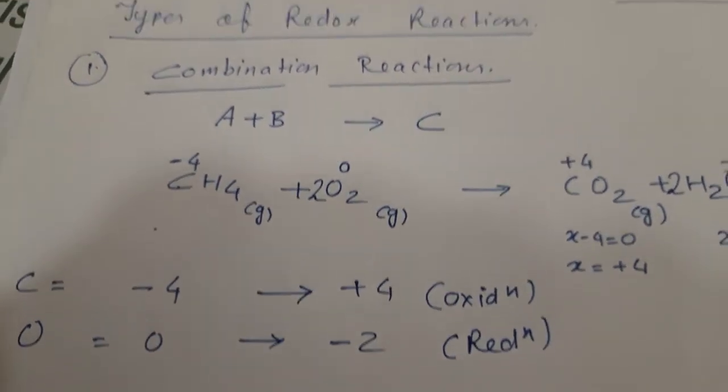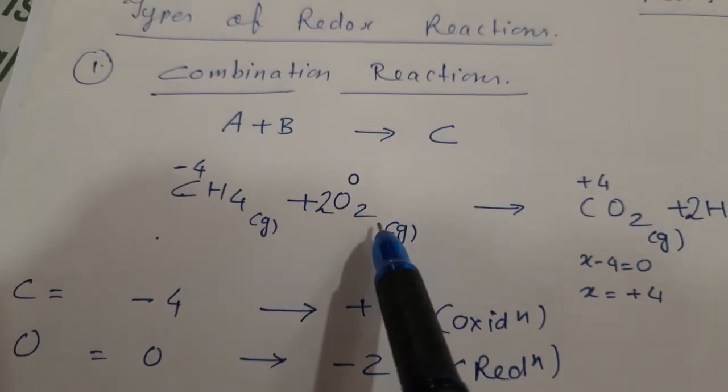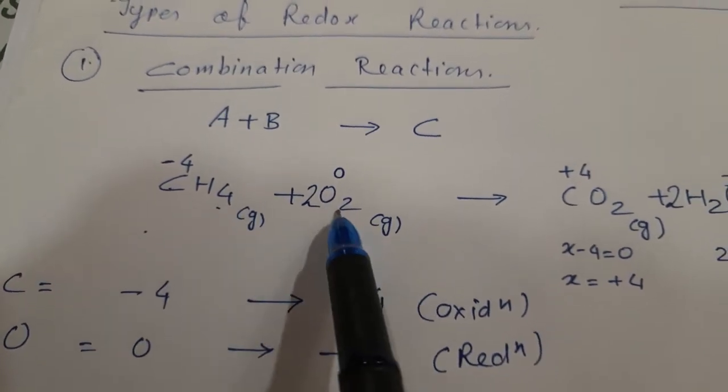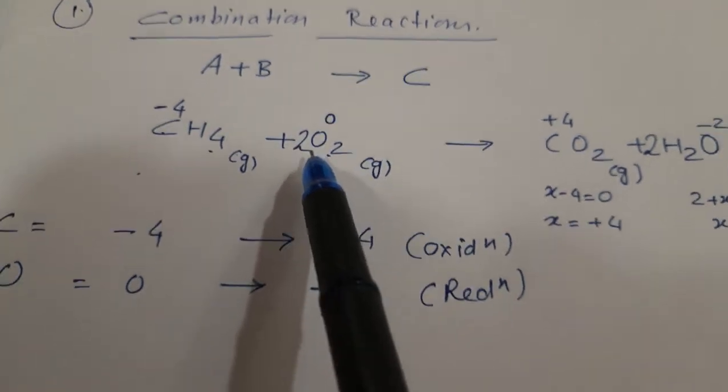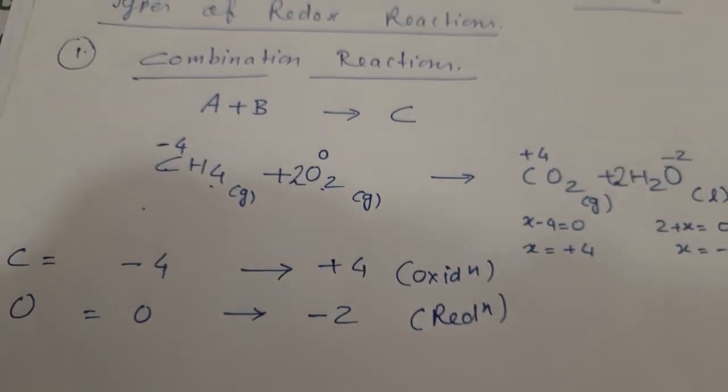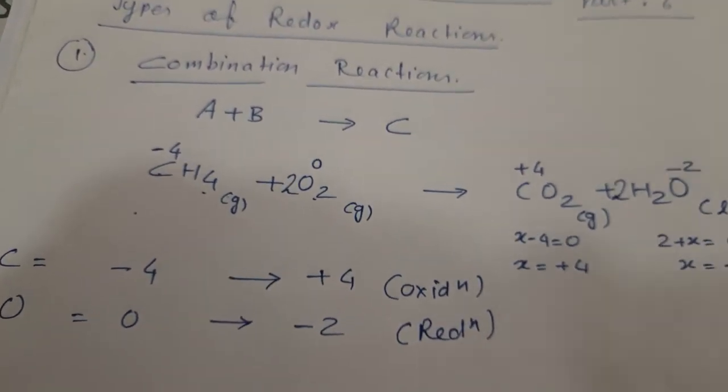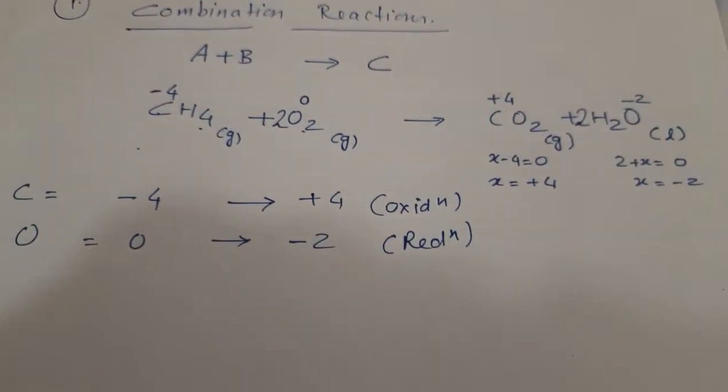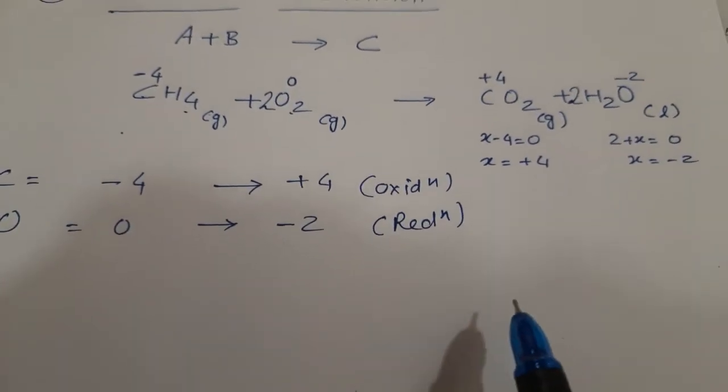That means one is in elemental form. Either A or B or both should be in elemental form, and when they react, the best examples are reactions with dioxygen. Okay. So this is a type of redox reaction.